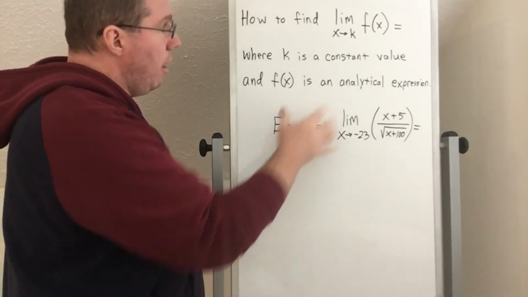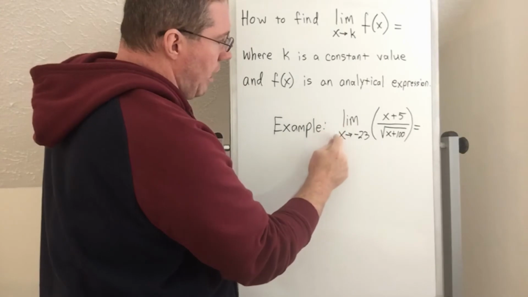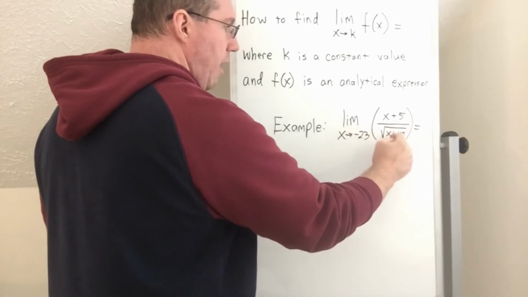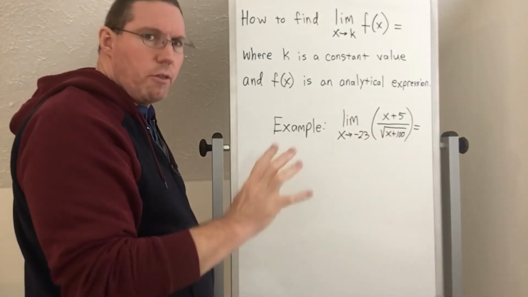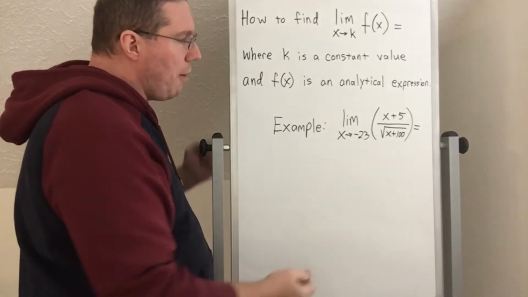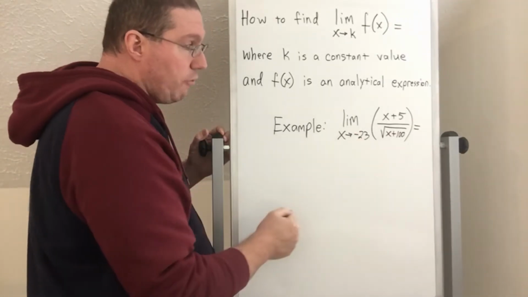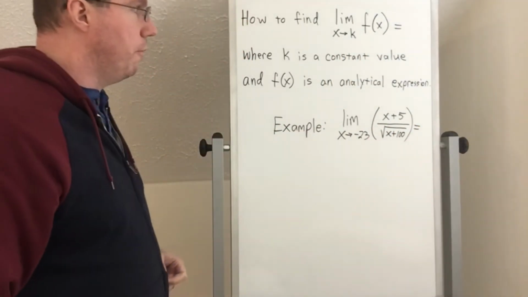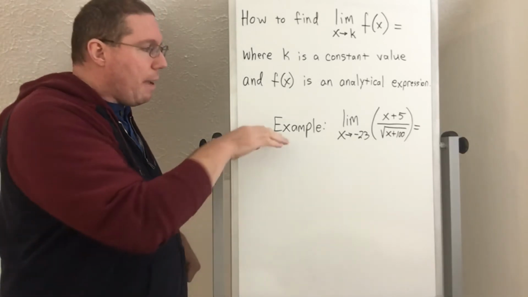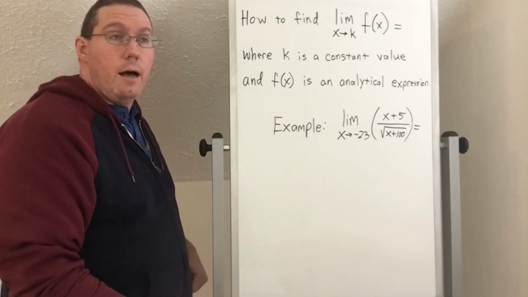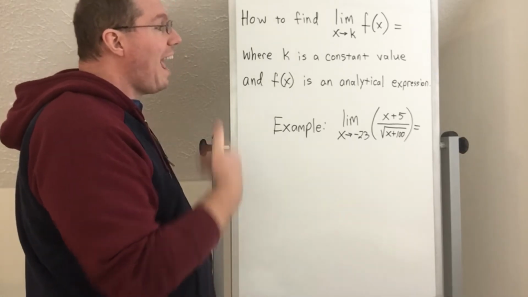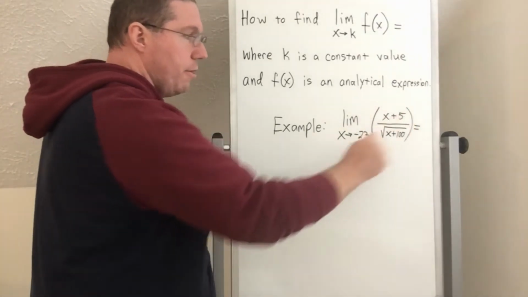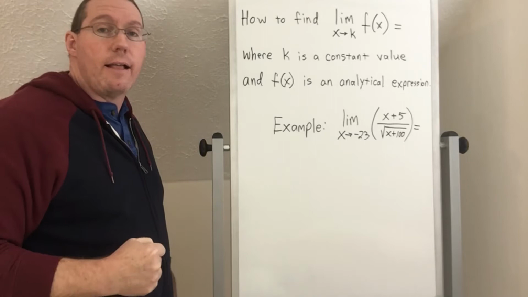And so here's an example of what we have here. We have the limit as x approaches negative 23 of the function x plus 5 over the square root of x plus 100. We're not actually going to solve this, although you could. It's very easy to do. But I want to point out here that k in this case is negative 23, and f of x is x plus 5 over the square root of x plus 100. And so I'm going to give you a step-by-step procedure on how to approach any limit problem that has this quality, where there is a number here and there is a function there. So let's go ahead and get to that procedure.